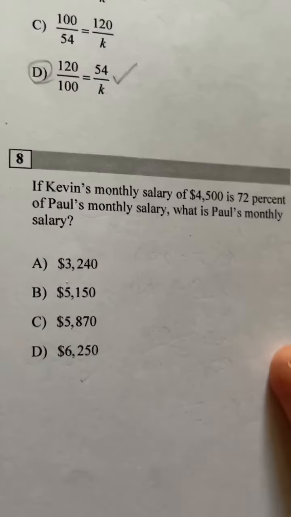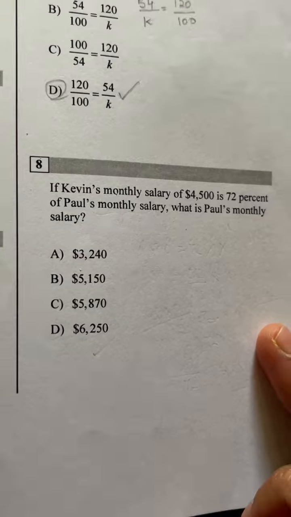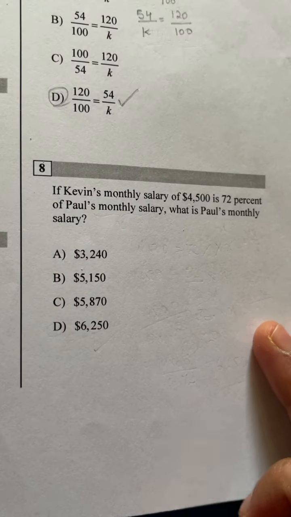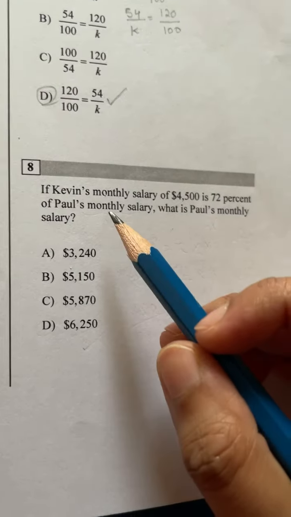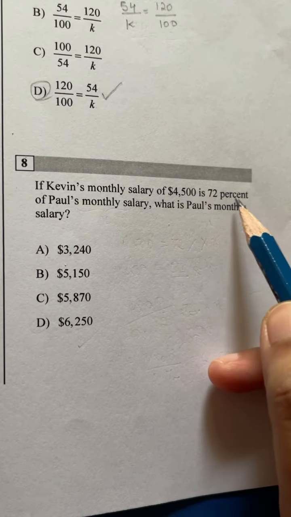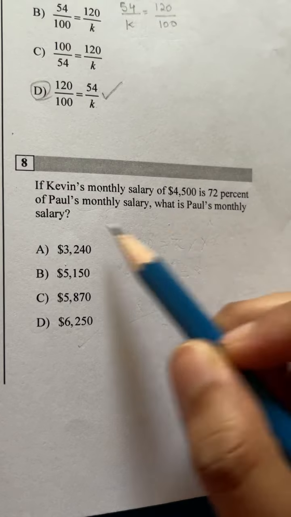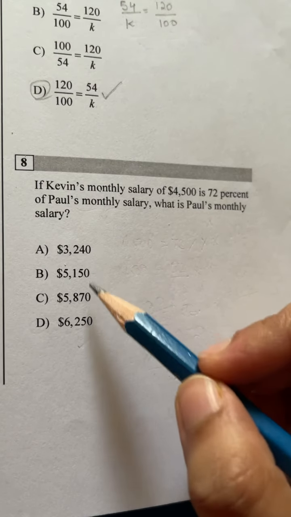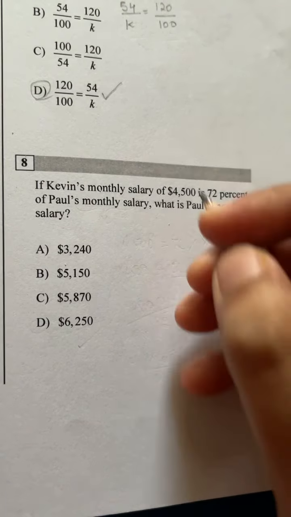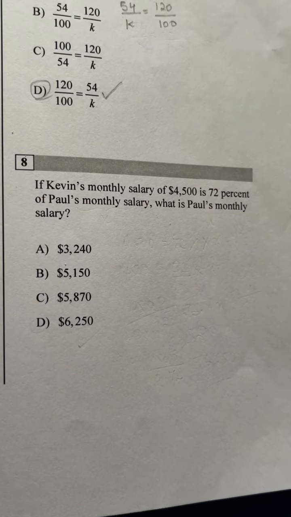If Kevin's monthly salary of $4,500 is 72% of Paul's monthly salary, what is Paul's monthly salary? So you have been given 4 options. You can try it yourself and check out the answer.